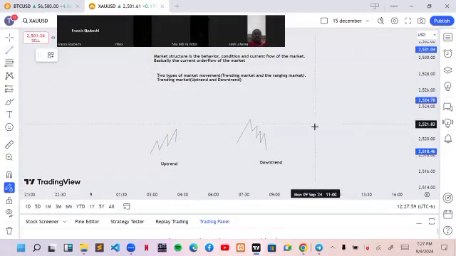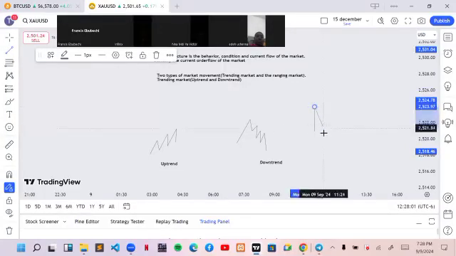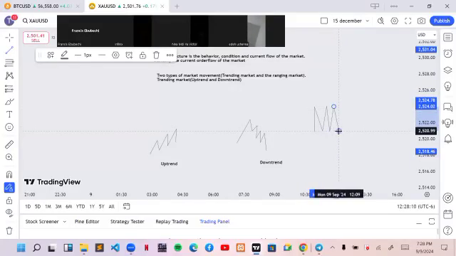And then for a ranging market, this is what a ranging market is. A ranging market is basically price consolidating from one point to another, not really making any trends. It's not traveling on an uptrend, and it's not going on a downtrend. Basically, just moving from point A to point B, and from point B back to point A. That's what a ranging market is.